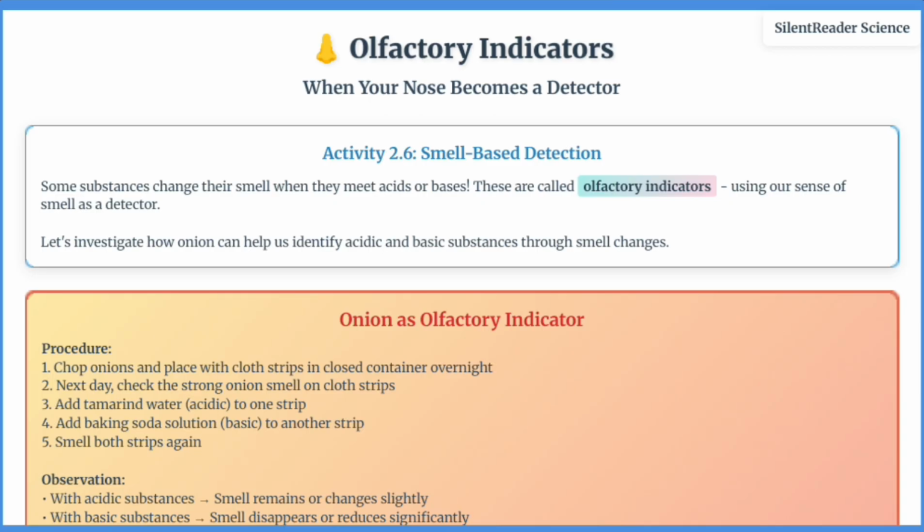Other olfactory indicators include vanilla essence and clove oil. These are particularly useful for visually impaired individuals who can identify substances using their sense of smell. This shows how science can be accessible to everyone through multiple senses.